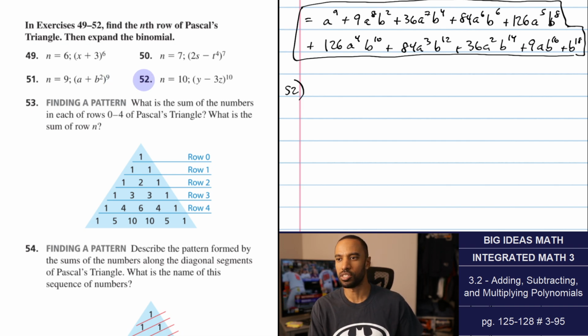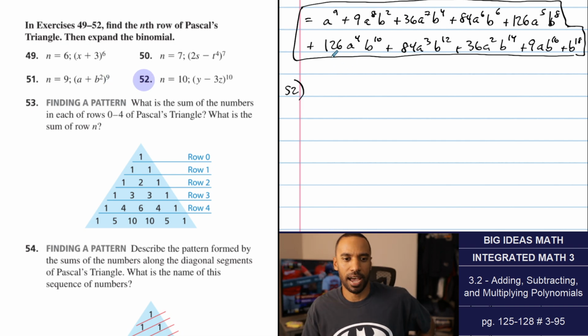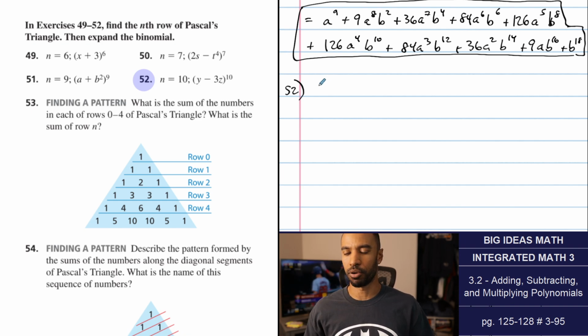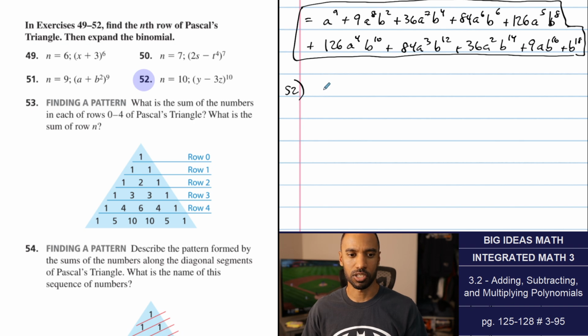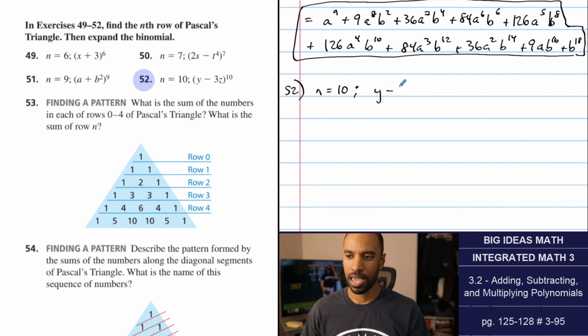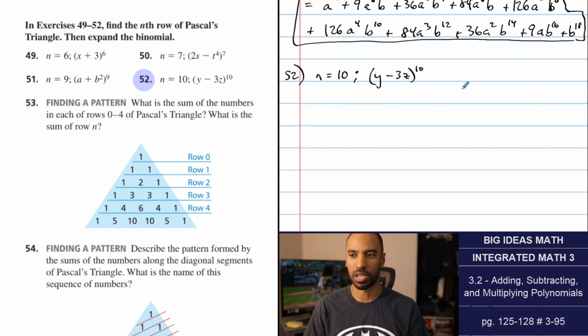So y minus 3z to the 10th power. We just came off of 9. I'll probably do the same vertical thing as before. I'll split it up into 2 different sets of columns, as long as it has some sort of organization. So n equals 10, y minus 3z to the 10th. Again, you can do the same thing; you'll just have to pause it, the way I get to do copy-paste jobs.